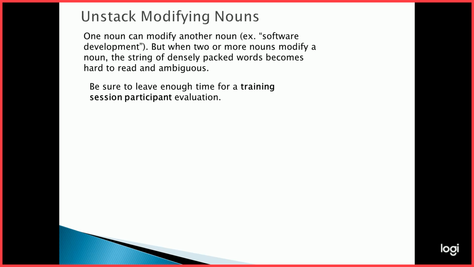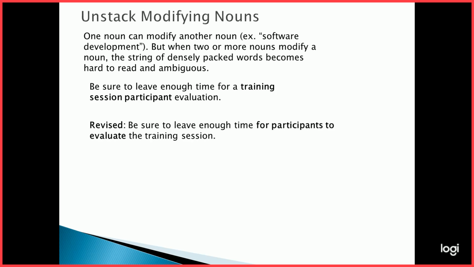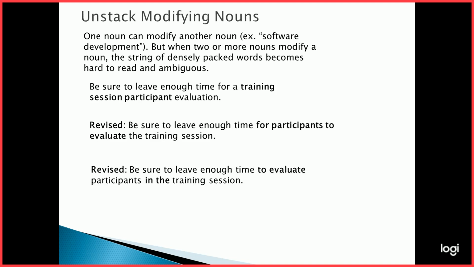Okay. Unstack modifying nouns. One noun can modify another, such as software development. But when two or more nouns modify a noun, the string of densely packed words becomes hard to read and ambiguous. It becomes like a noun pile, and they all start modifying each other. Be sure to leave enough time for a training session participant evaluation. Sorry about that. Be sure to leave enough time to evaluate participants in the training session.